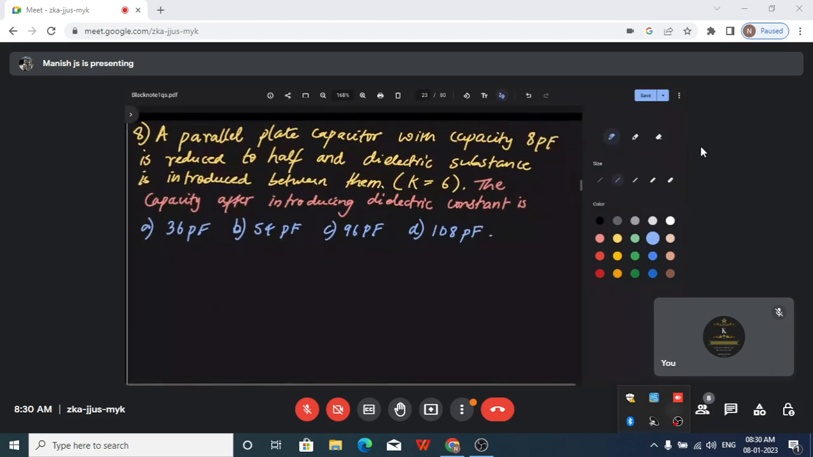Try this. You have a parallel plate capacitor, and its capacity is given. Then it is reduced to half. Reduced to half means the distance between the plates is reduced to half. That is the meaning. Okay? So it is reduced to half and dielectric substance is introduced. The dielectric constant is given as 6. So what is the capacity after introducing the dielectric constant? That is the question.